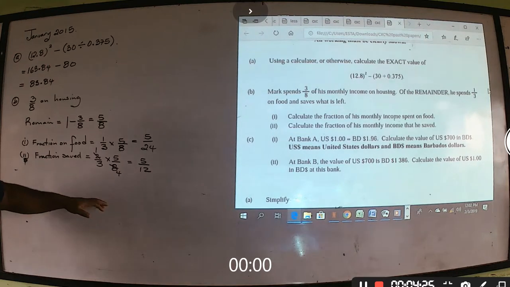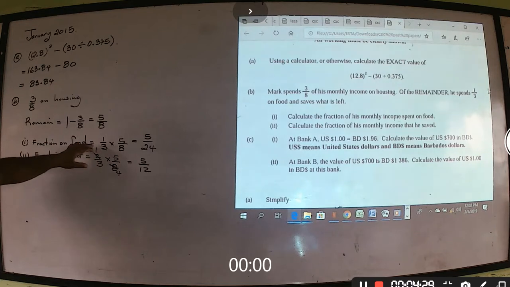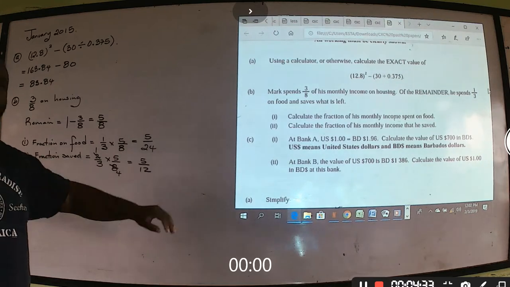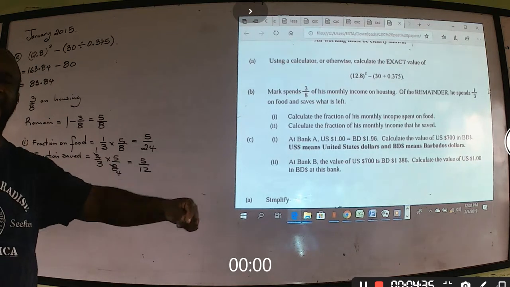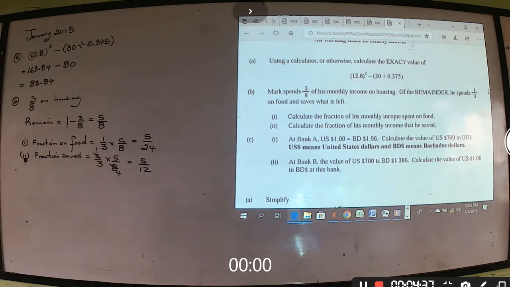Watch me. He spent 1/3 of the remainder on food, and the rest he saves. What is the rest? 2/3. 1/3 of the remainder on food, and the rest of the remainder he saves. The rest of the remainder is 2/3. That's what he saves. Did you get it? Yes, sir.